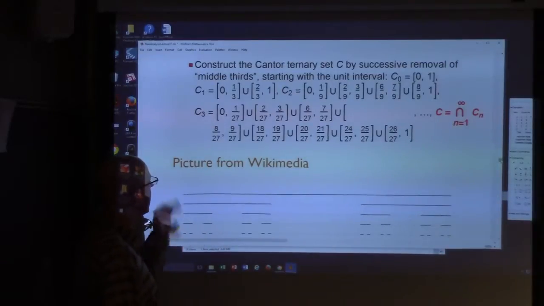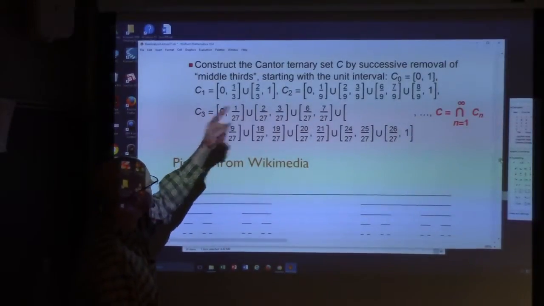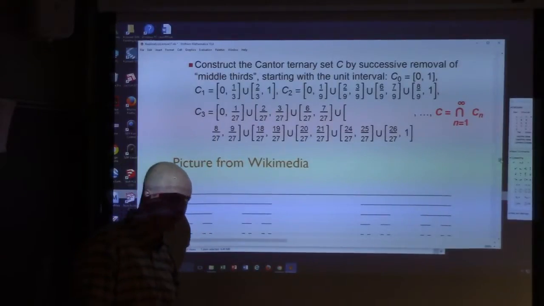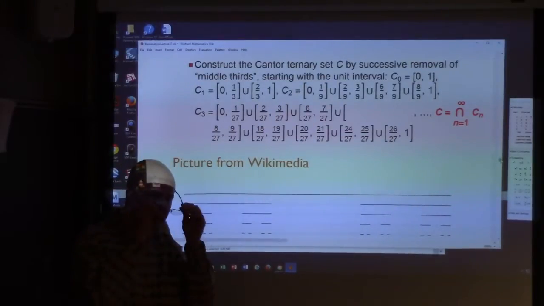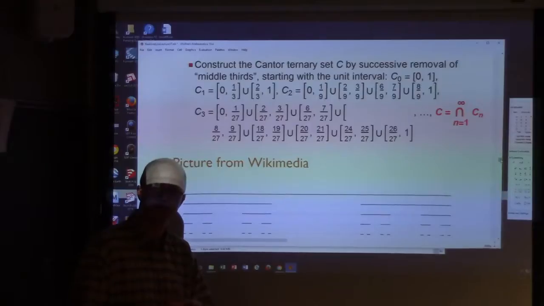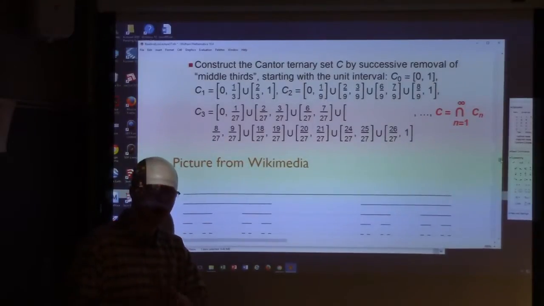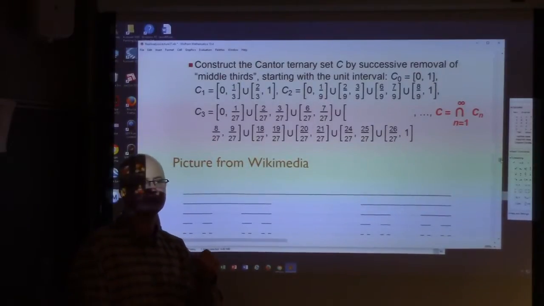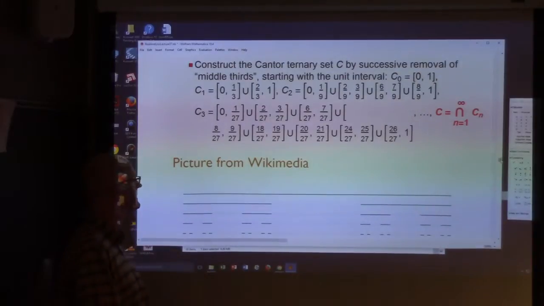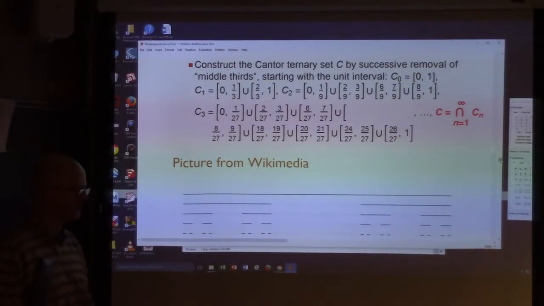How do you make the Cantor set, also called Cantor's ternary set? The reason it's called the ternary set is because it's most easily described in base 3 decimals. Base 3 arithmetic. Binary is base 2. Ternary is base 3. The Cantor set that people typically think of, this one, is best described with base 3 arithmetic, representing numbers in base 3.